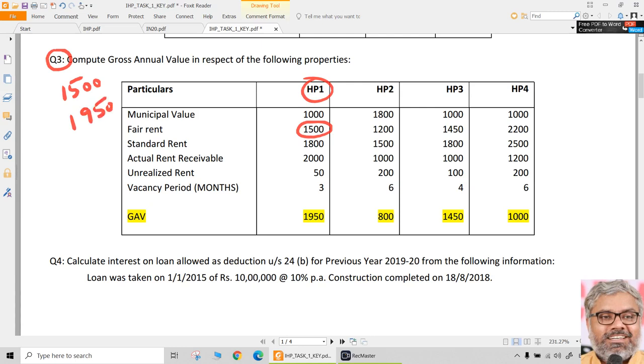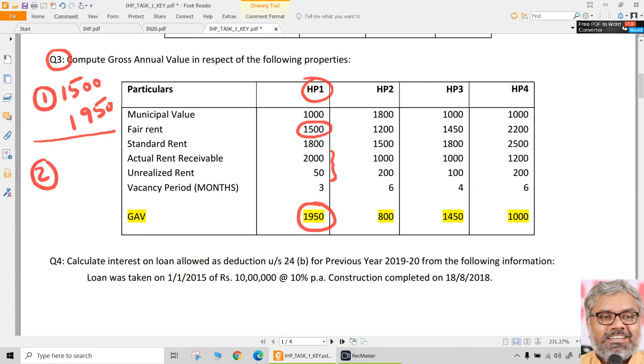For how much period? 9 months only, because vacancy is there for 3 months. For 9 months only, actual rent receivable was 2000. Doesn't matter to us. Why? Because anyway, actual rent receivable after deducting the unrealized rent is higher than expected rent. So whichever is higher means 1950 will be taken as gross annual value in this particular case. This is house property 1.